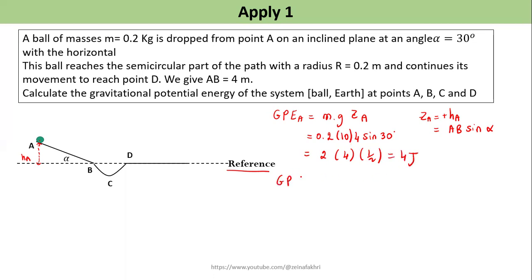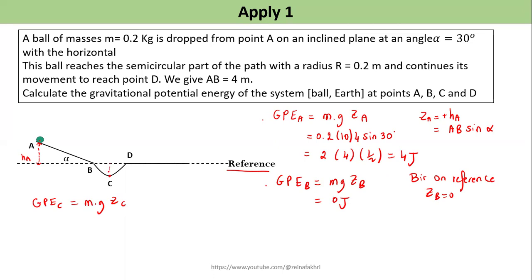Now, GPE at point B is equal to mgzb. We notice that B is on the reference, which means that the height is equal to 0. So this means here it's 0 joules. Now, GPE at the point C. Here we have to pay attention. So it's mgzc. C is below the reference. So this means that ZC is negative the height of the point C.